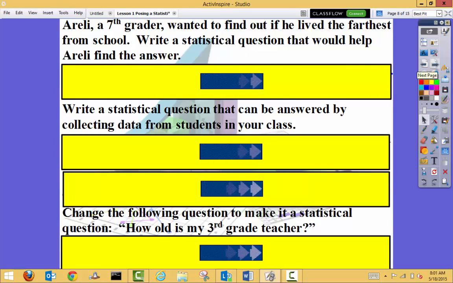All right, here's our next problem. Aurelie, a seventh grader, wanted to find out if she lived, there's a typo, if she lived the farthest from school. Write a statistical question that would help Aurelie find the answer.